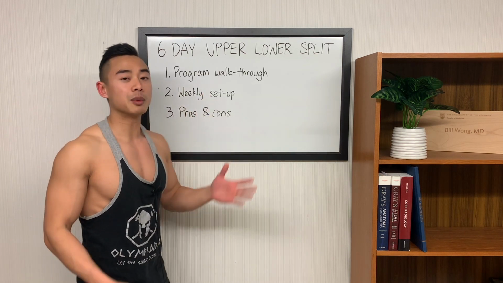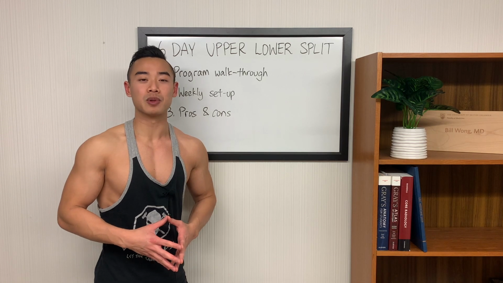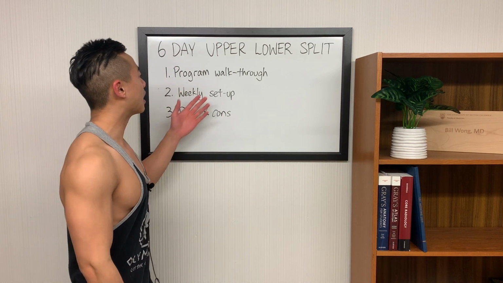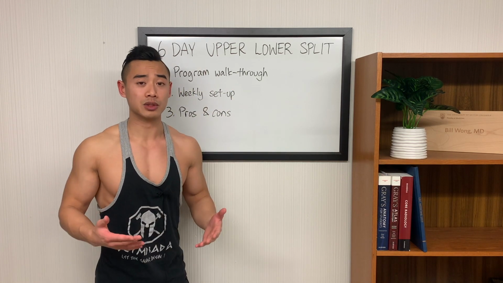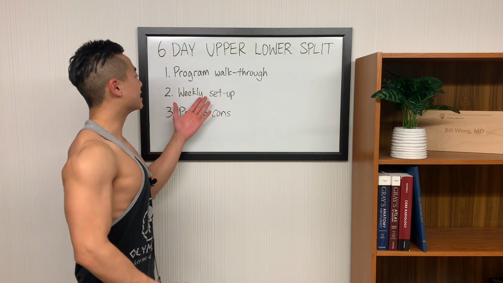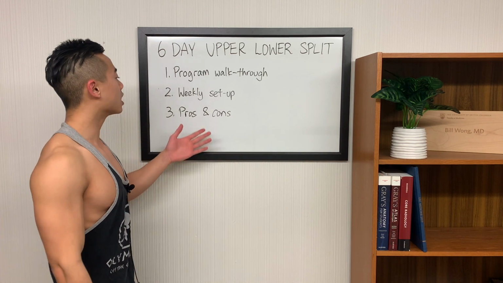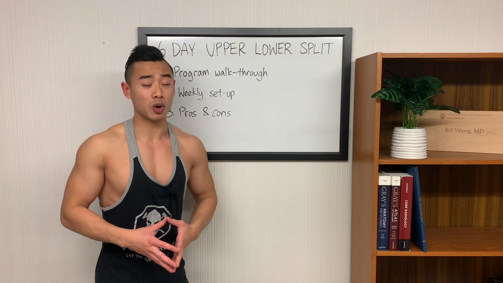Quick outline for today, I'm going to be giving you a full hypertrophy program based on the 6 days per week upper-lower split. We'll start off with a program walkthrough where I explain everything you need to know to run the program, including exercises, sets, and reps. Then we'll talk about the weekly setup, or how to spread your workouts out across the week. And lastly, we'll talk about the pros and cons of this program as laid out.